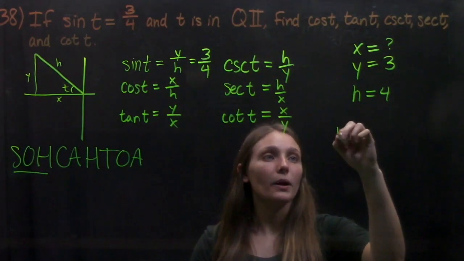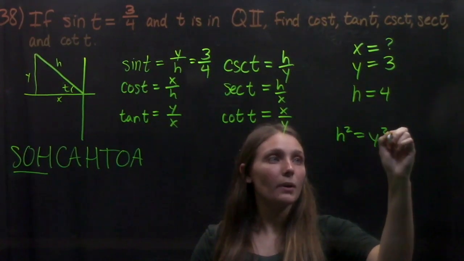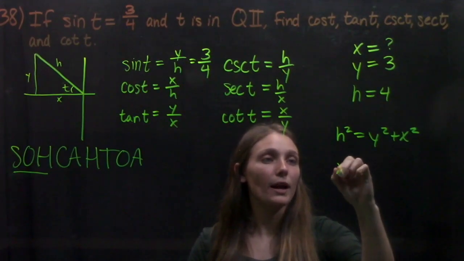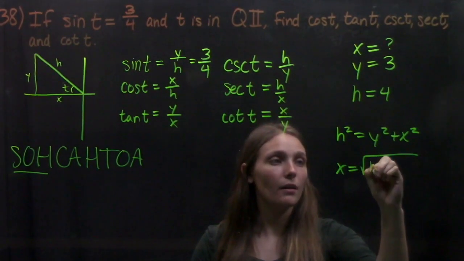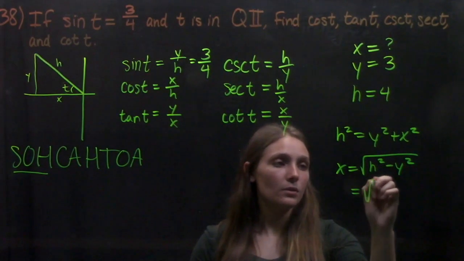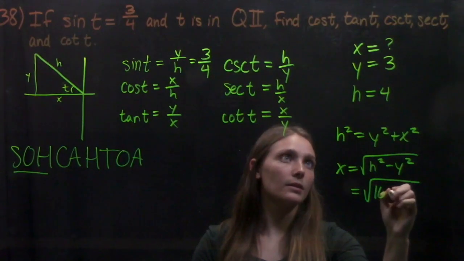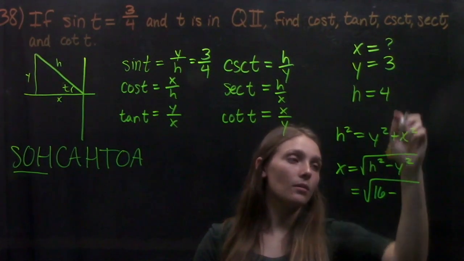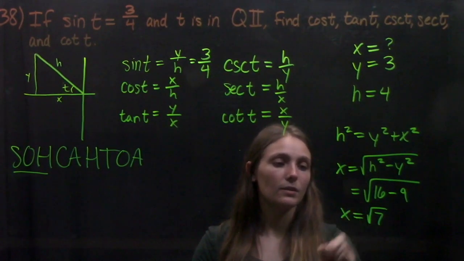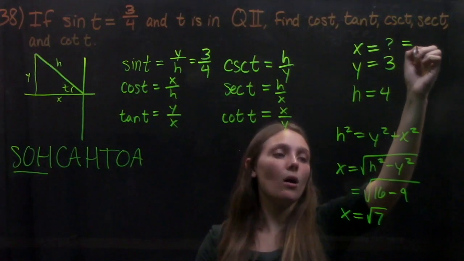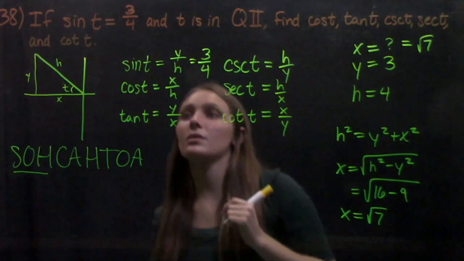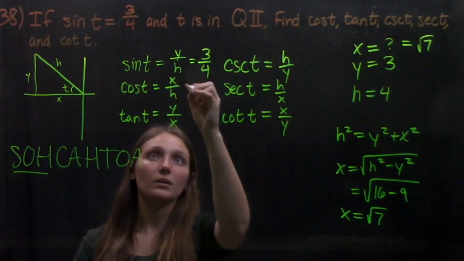We know that h squared equals y squared plus x squared. So in order to find x, we solve for x, and x equals the square root of h squared minus y squared, which equals the square root of 16 minus 3 squared, which is 9, which equals the square root of 7. So now we have all of the pieces of our puzzle. We have x, y, and we have h.